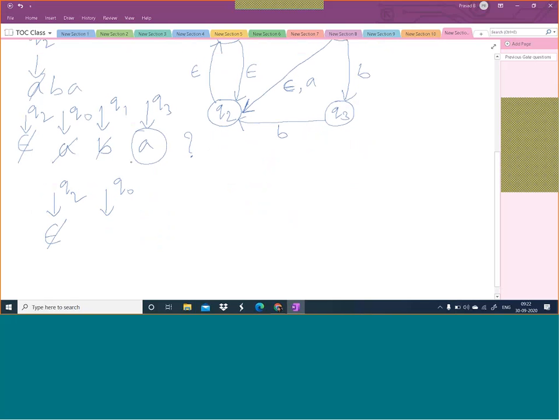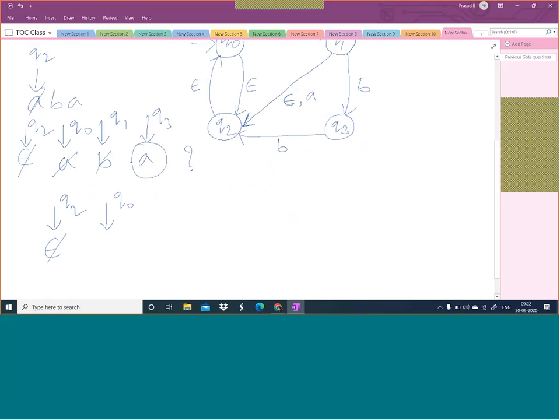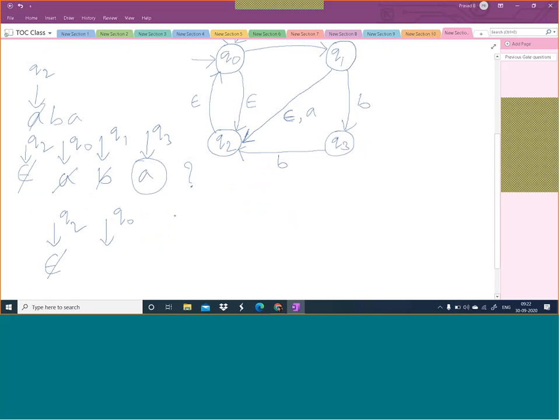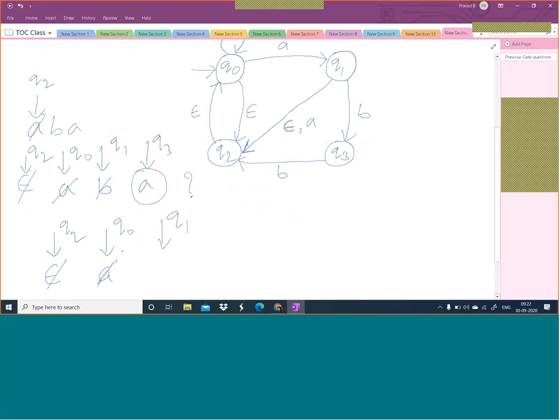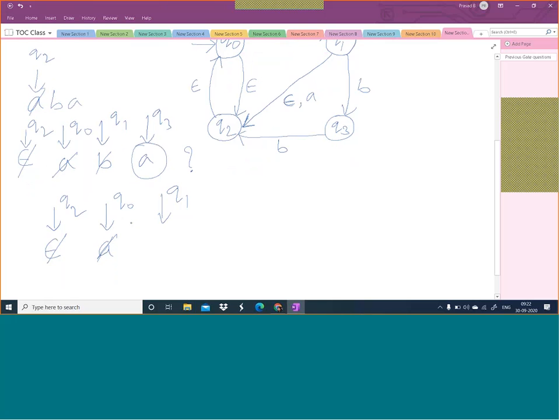Okay. Now Q0 on A, it goes to Q1. Are you following? Now, in Q1, instead of taking the B, look at this one here. It goes to this Q2 on epsilon. So, in Q1, instead of taking this B, it takes epsilon, it will go to Q2. And in Q2 also it takes epsilon, it goes to Q0.